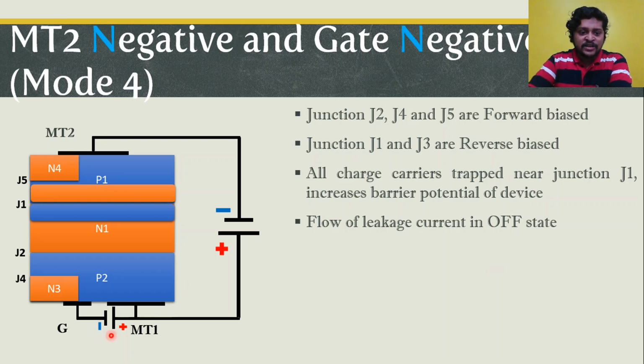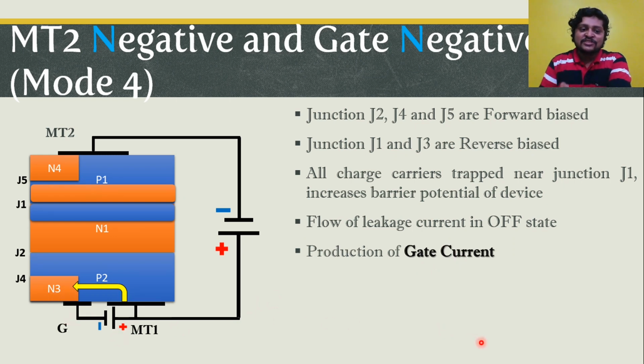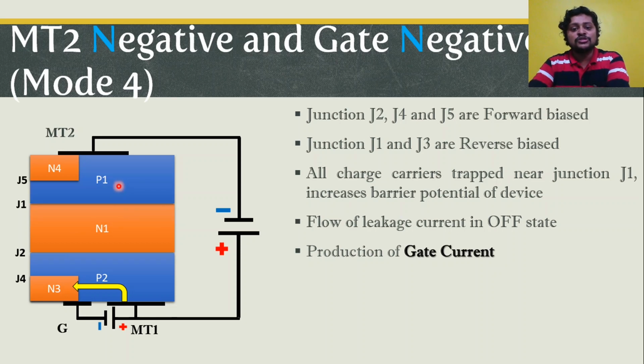Now, as the gate is at a negative potential with respect to MT1, this allows a gate current to get established from positive MT1, P2, N3 and gate, which injects charge carriers from junction J4 through J2, and which are again propelled across junction J1, which decreases the barrier potential of junction J1. As the barrier potential of junction J1 decreases, the avalanche breakdown of junction J1 will take place.